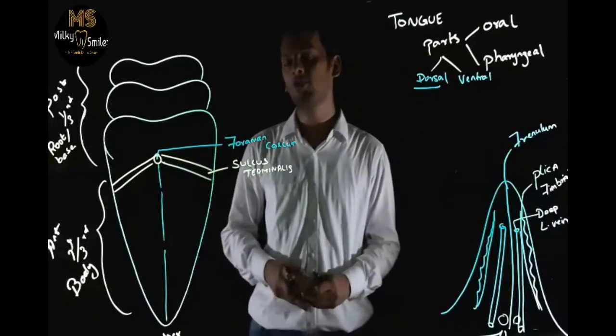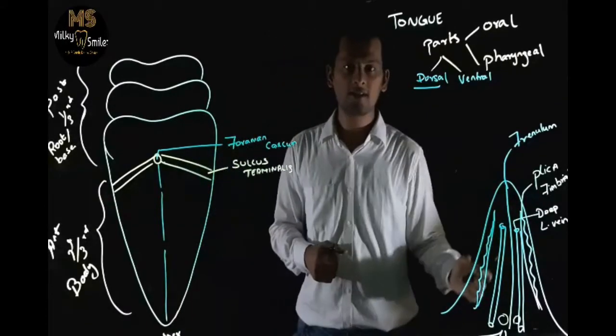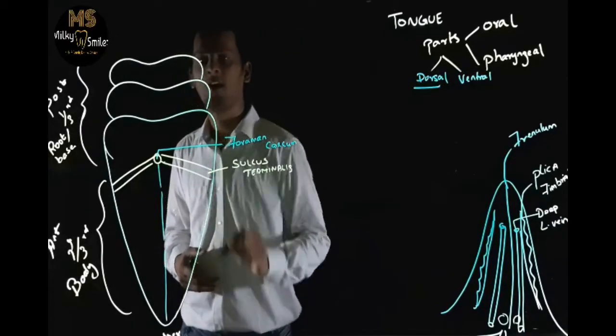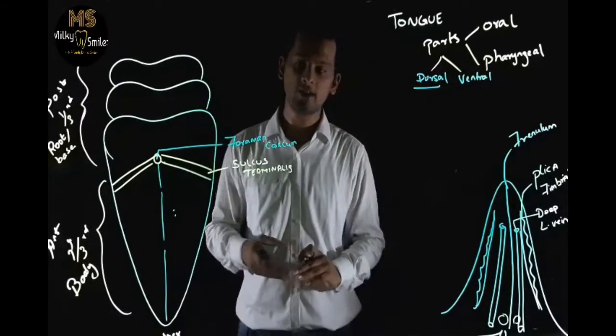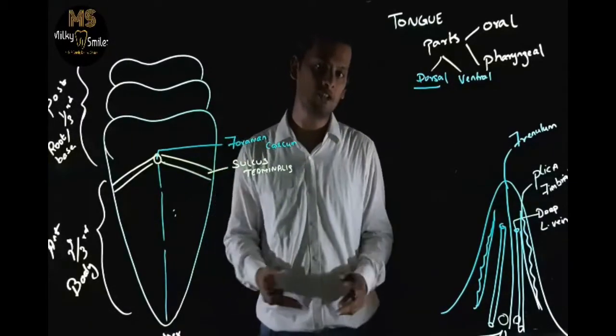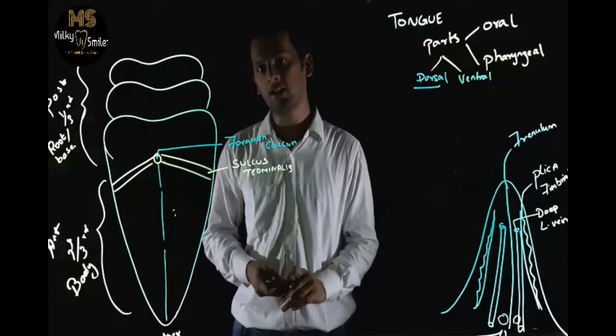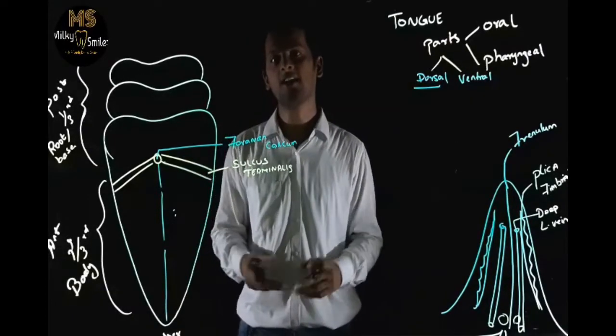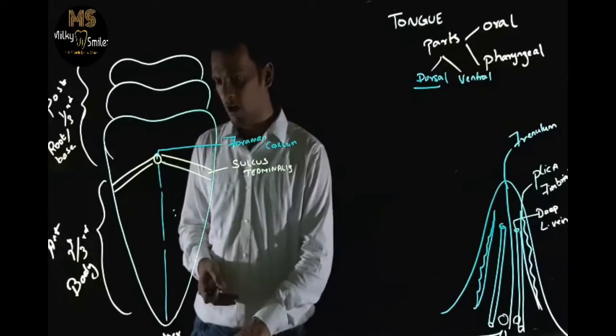So again coming to the dorsal surface of the tongue, while the ventral surface is smooth in nature, your dorsal surface is full of indentations and is made rich in papillae. The papillae of the tongue give your taste sensation, and hence it is a sensory organ.